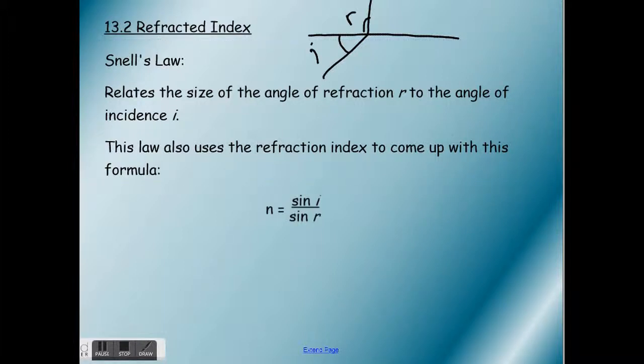So n equals sine of I divided by the sine of R. n being your refractive index, I being the angle of incidence, and R being the angle of refraction. If you know your refractive index and the angle of incidence, you can find the angle of refraction. So you can see exactly how far the light will bend when it hits the other material. That is Snell's law.